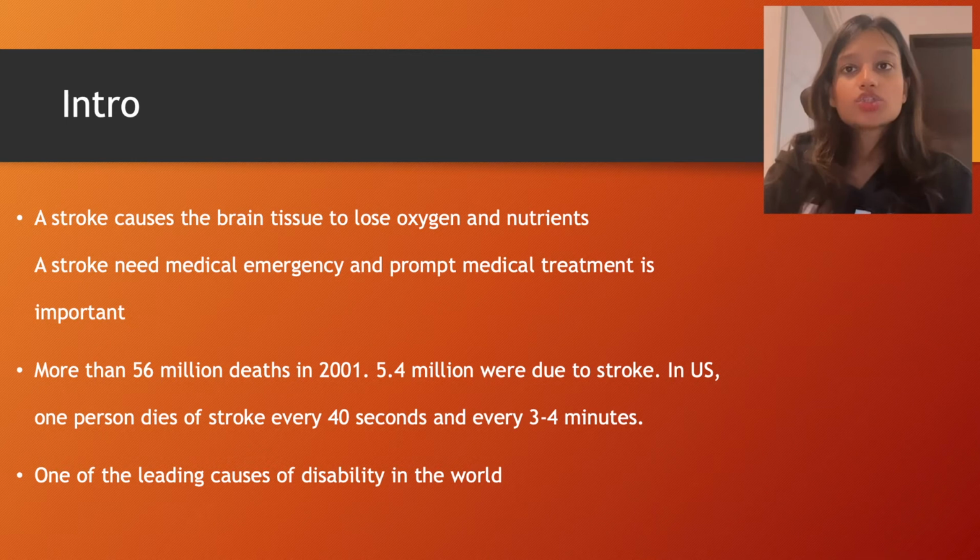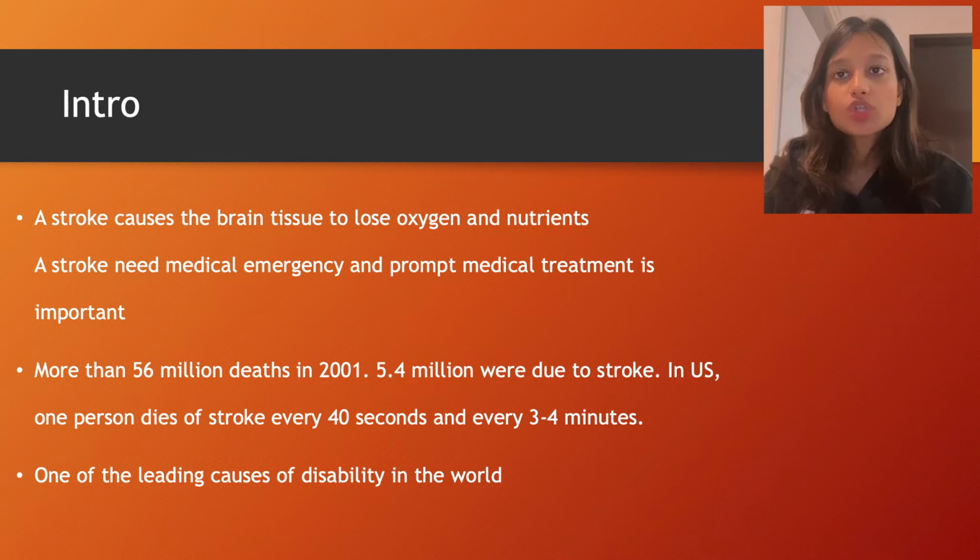So basically, a stroke occurs when the blood supply to a part of the brain is interrupted, cut off, or reduced. This prevents the tissues in the brain from receiving oxygen and nutrients, which causes the cells to die within a few minutes. Stroke is a medical emergency and timely treatment is essential. According to reports from the WHO, strokes place second for the causes of death globally. Overall, it accounts for 11% of deaths.